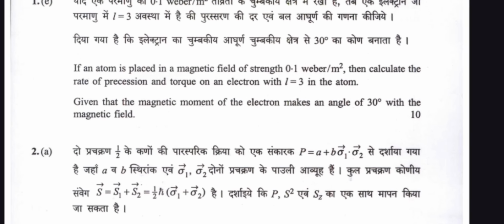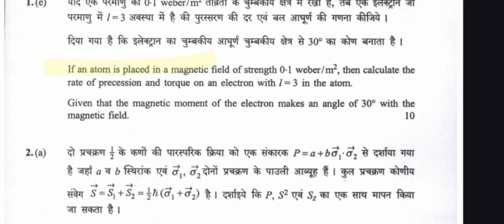And question number 1e. If an atom is placed in a magnetic field of strength 0.1 Weber per meter squared, then calculate the rate of precession and the torque on an electron with L equal to 3 in the atom, given that the magnetic moment of the electron makes an angle of 13 with the magnetic field.